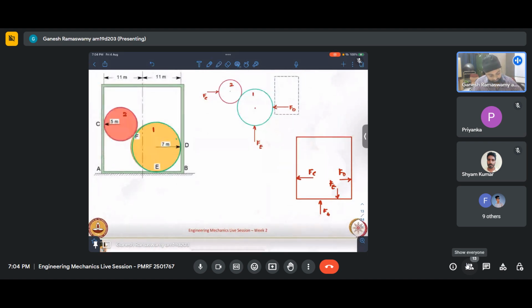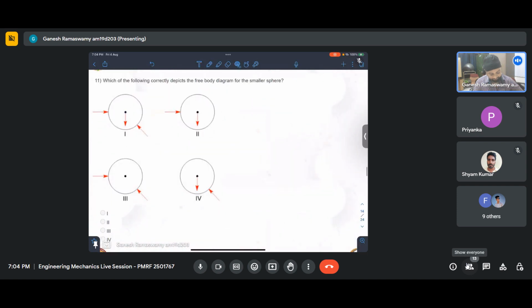For this question, I need the free body diagram of these two. So let me copy that, put it here. Let me delete that. Now what we want is the free body diagram of the smaller sphere. So what we have to do, we have to separate these out. We have to separate them out like that.